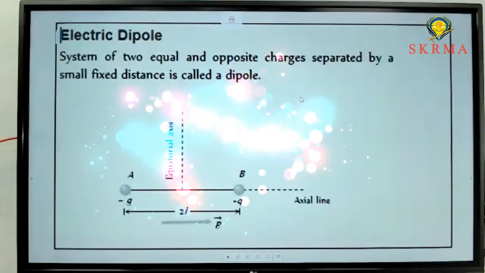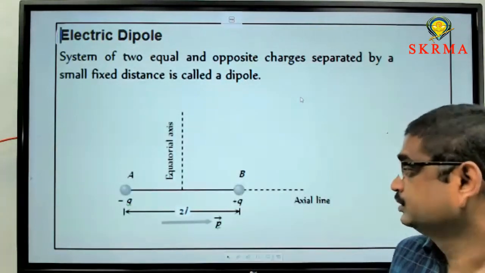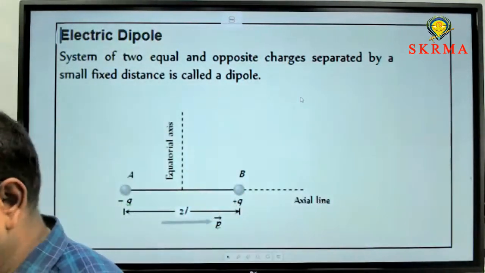Today we are going to discuss electric dipole. Now, what is meant by an electric dipole?